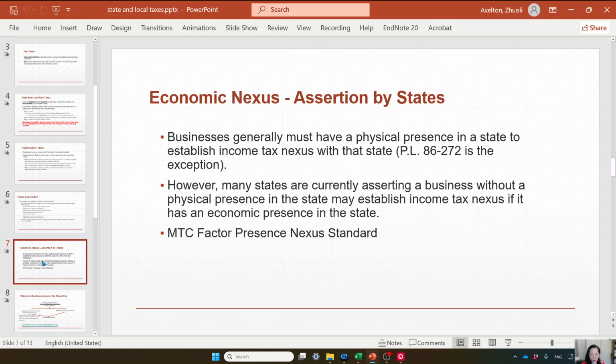The MTC factor presence standard specifically explains the economic nexus.